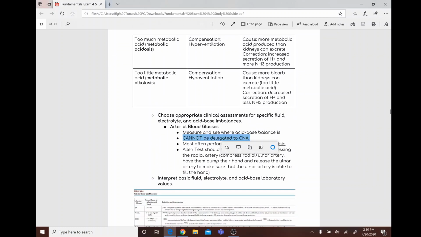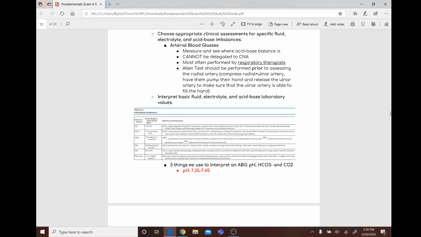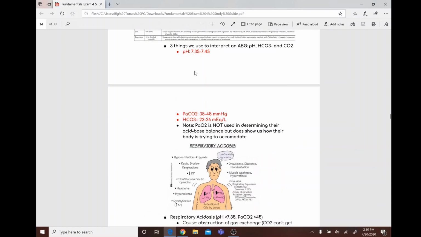Can you delegate ABGs? Nope. Who most often performs these? Respiratory therapist. What do you got to do before you can do the ABG? Allen test. Alright, what's the normal value of pH?